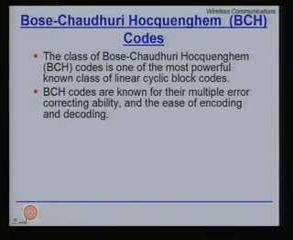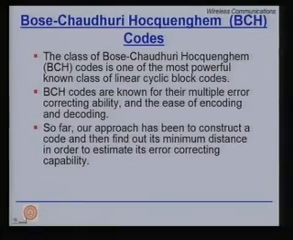The BCH codes are known for their multiple error correcting capabilities and the ease of decoding and encoding. Now, there is also a paradigm shift. So far, our approach has been to construct a code and then find out its minimum distance. The BCH code tells you, please tell me how much is the desired minimum distance of the code, and it will design a code accordingly.